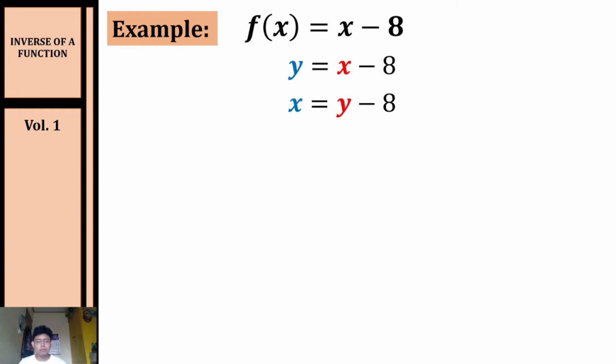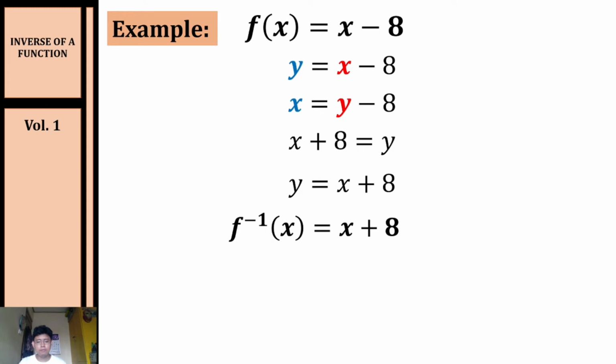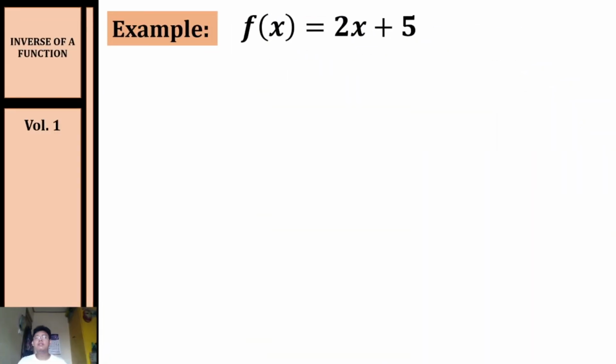So let's transfer negative 8 to the other side. Changing the sign, we will have x plus 8 is equal to y. Then let's apply symmetric property. By changing their position, we will have y is equal to x plus 8. Now that we isolated the variable y, we can now change y to the inverse function notation. So we will have the inverse of f of x is equal to x plus 8. Alright, let's have another example.